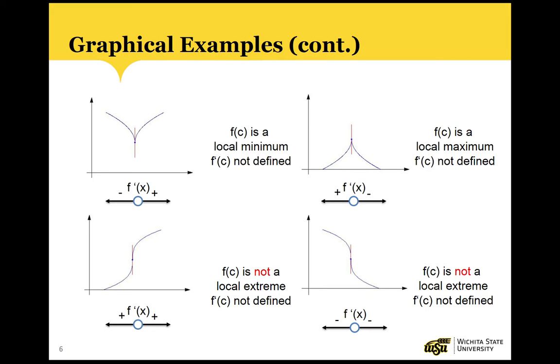In the bottom two examples, we have continuous functions that increase the entire interval on the left and decrease the entire interval on the right, and we see that there is no small neighborhood around the point in question where it is either the largest or smallest values, so f of c is not a local extreme.